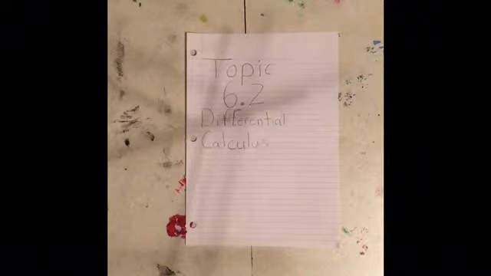In this unit, we will cover 6.2, Differential Calculus. The first key term, and one of the most important, is the tangent to a curve. The tangent to a curve is a line that intersects a curve once locally and is always on the same side of the curve.